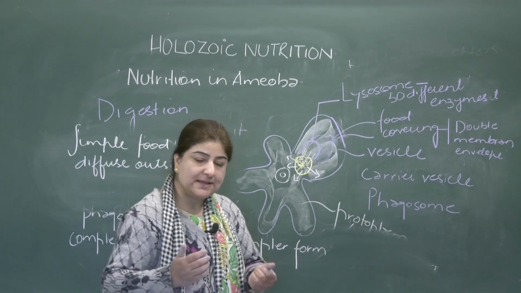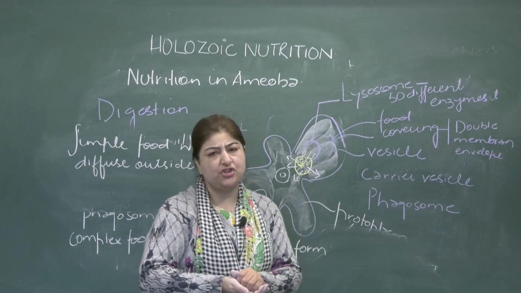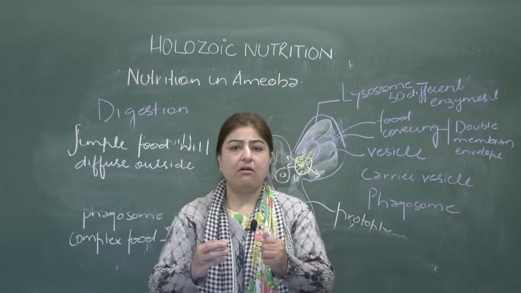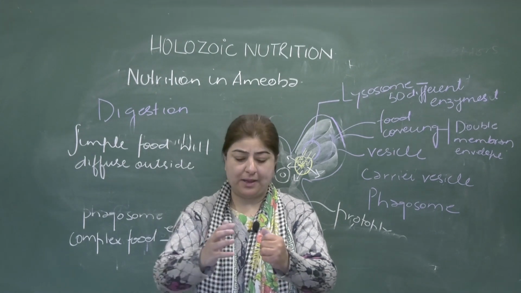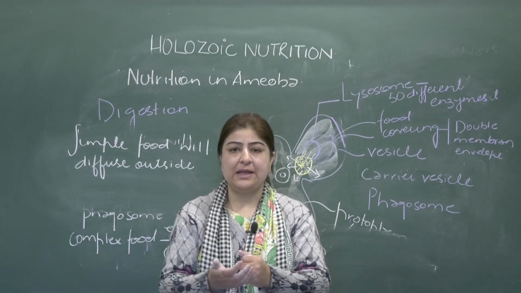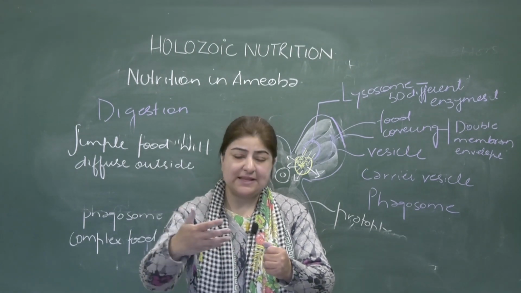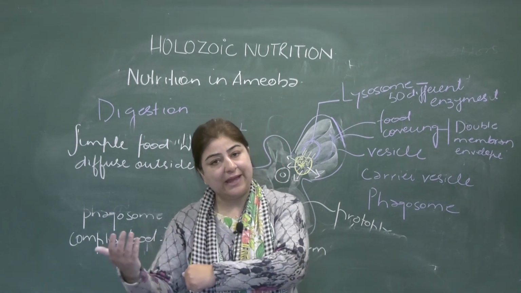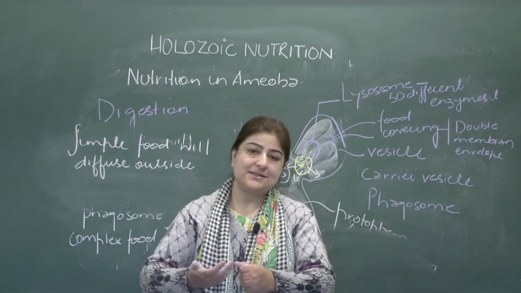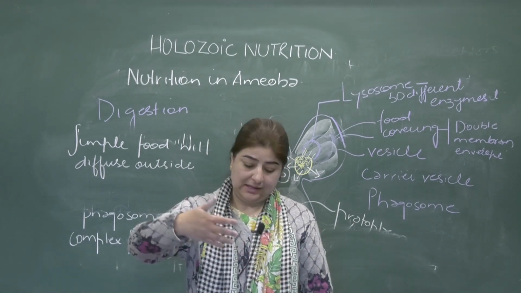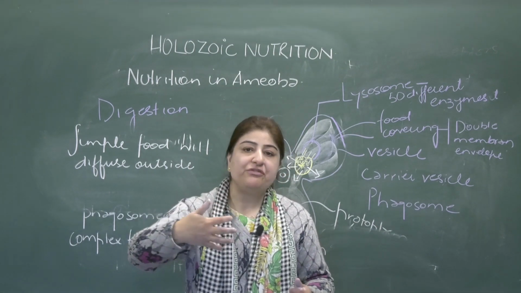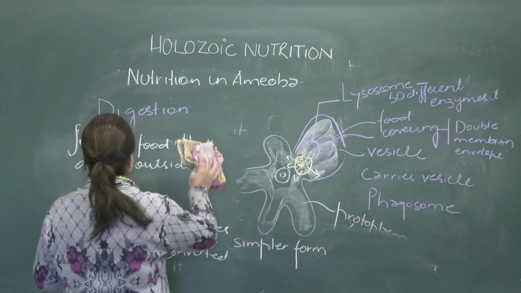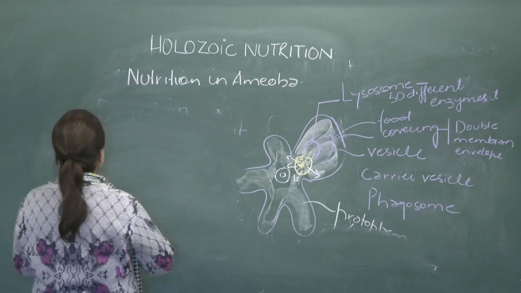So, if we try to sum up digestion, the first step is the fusion between the phagosome and the lysosome. The second step is that the lysosome releases the enzymes, and the complex food is converted into the simpler food with the help of these enzymes. The third step is that the simple food is diffused out into the cytoplasm again. Now the next step will be the absorption.